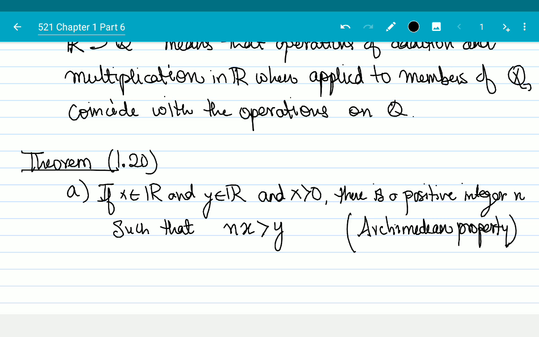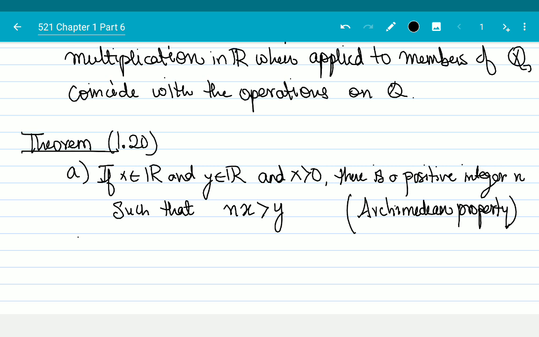Now, while this property might sound a bit silly, saying that, of course, as long as that number is positive, you can always multiply by something big enough to make it bigger than every other number, this property has some really important consequences. And that is why it needs to be specially mentioned, and it is important enough to have its own name. So while it sounds trivial, it is not.